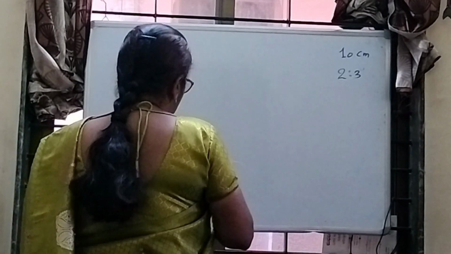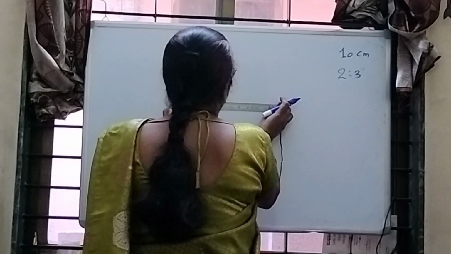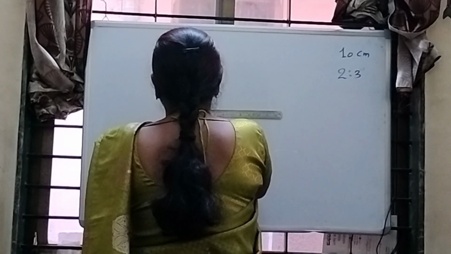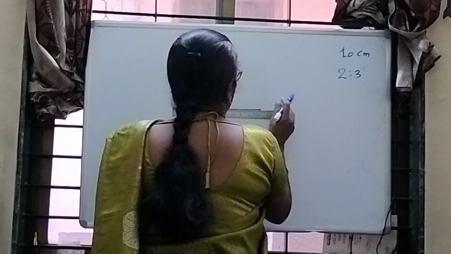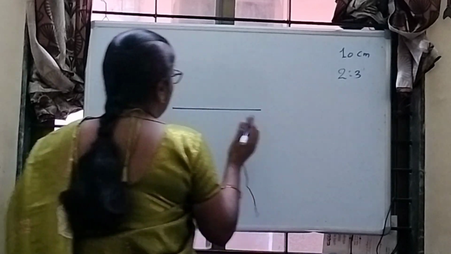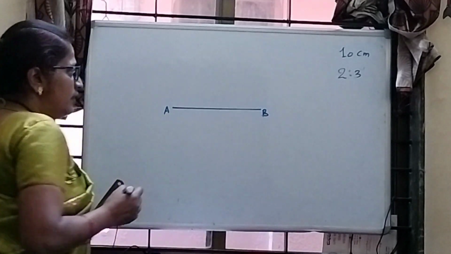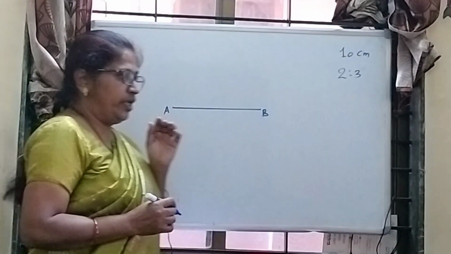So I'll take the scale 10 centimeters. So you can take it 10 centimeters. Draw it. So if you take the length, we'll call it as a line segment having a length as AB. This 10 centimeters, we have to divide it in the ratio 2:3.